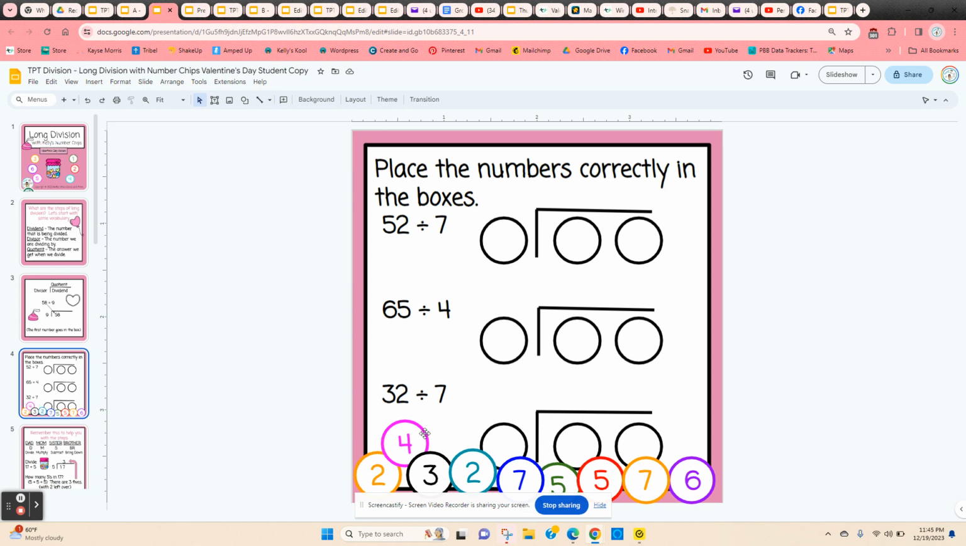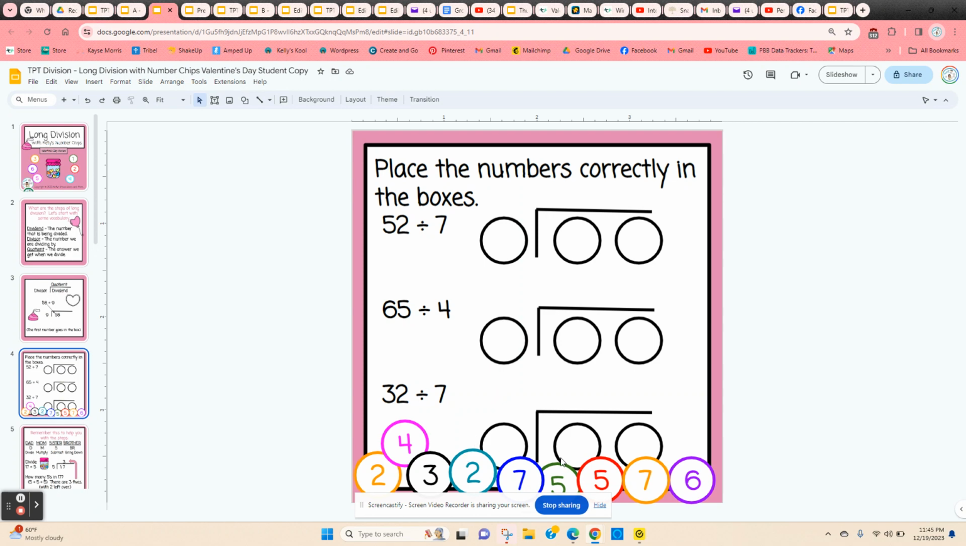Every number they need is on every slide. So if they get to the end of a division problem and the numbers aren't working, they know they've made an error somewhere and need to go back and check. In that way, it's self-checking.